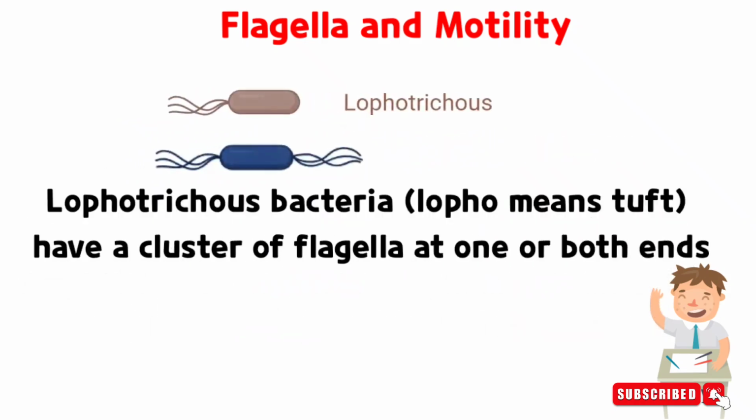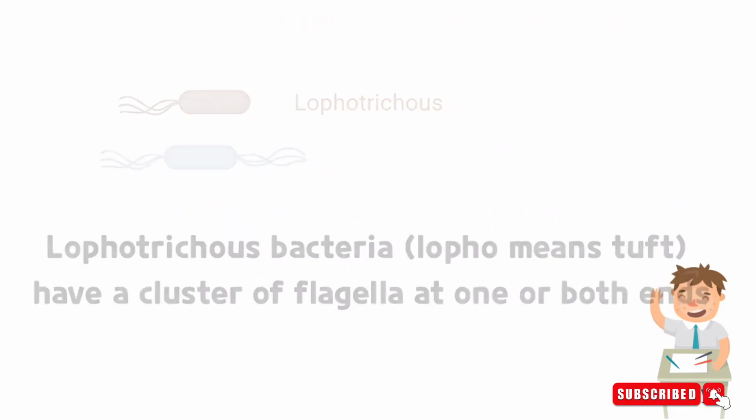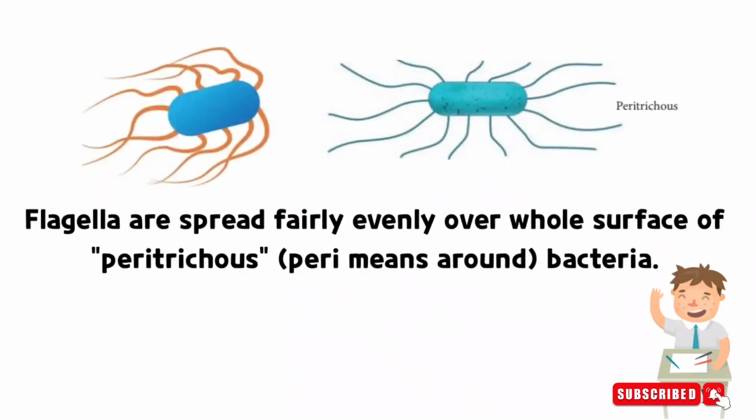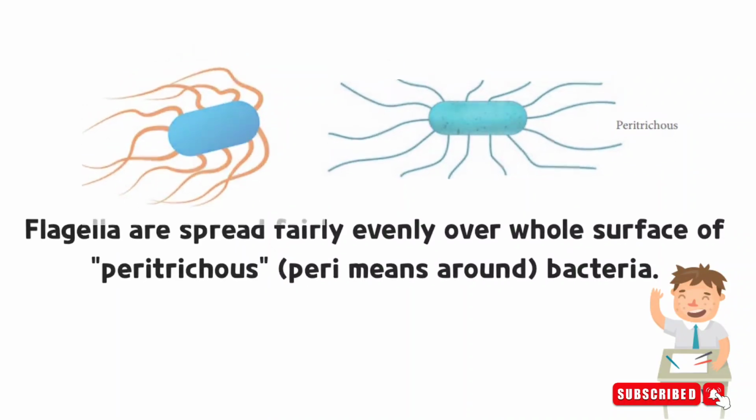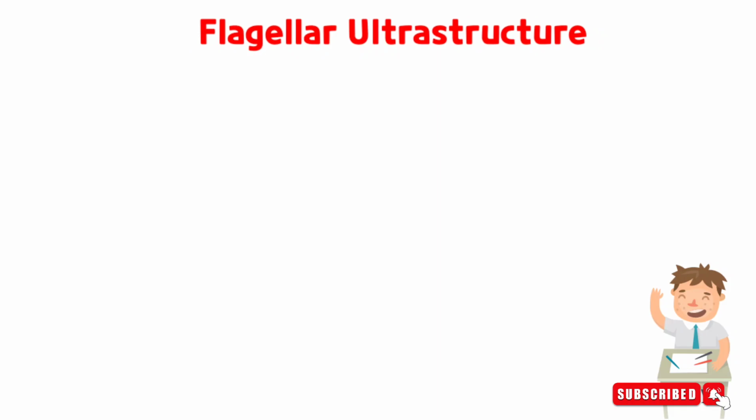In contrast, lophotrichous bacteria. Lopho means tuft. Have a cluster of flagella at one or both ends. Flagella are spread fairly evenly over the whole surface of peritrichous bacteria. Peri means around. Coming to the last one, that is flagellar ultrastructure.